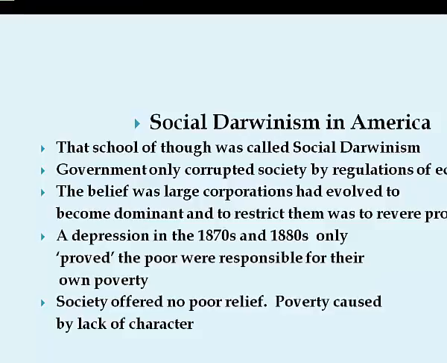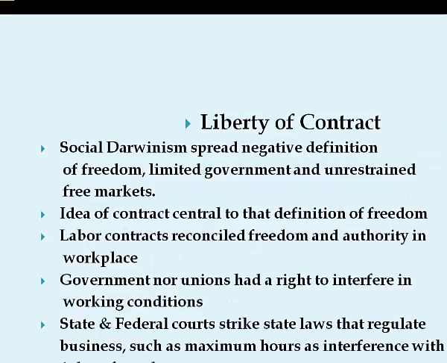The Depression of the 1870s and 1880s did not dislodge this opinion that the poor were responsible for their own poverty. So in this Gilded Age America, nearly half of all local governments offered no poor relief, and poverty, it was believed, was caused by a lack of character or absence of self-reliance. Thinkers such as Yale's William Graham Sumner argued that no one in a free society could make a claim for help from any other person, including government assistance.